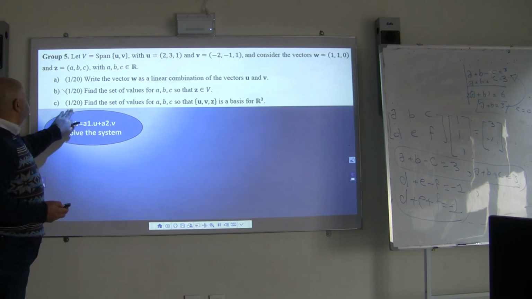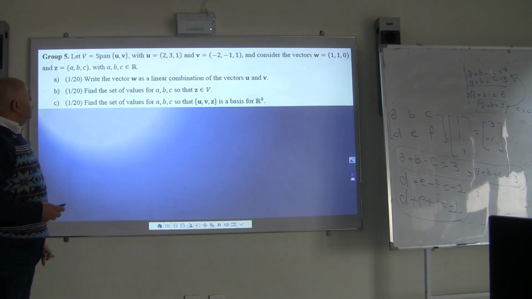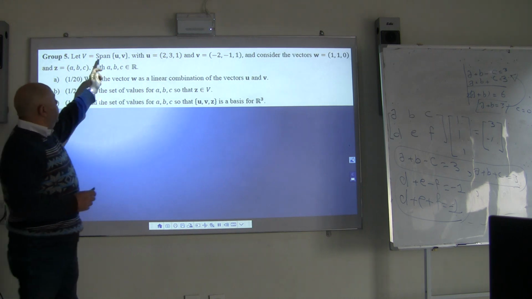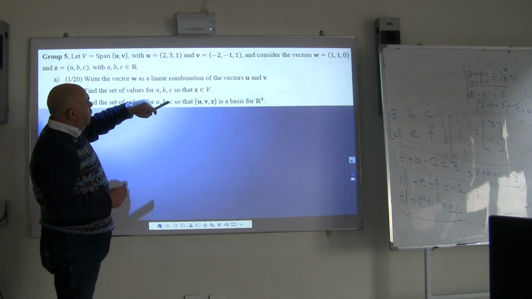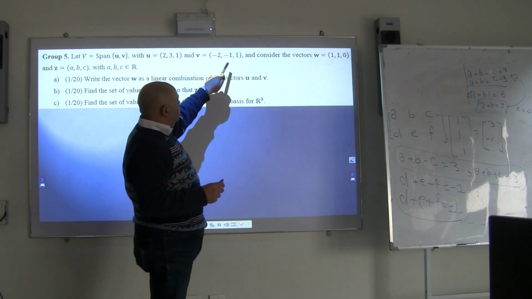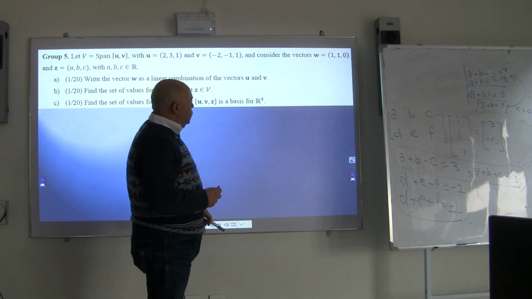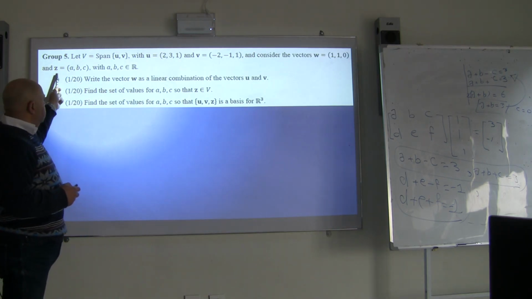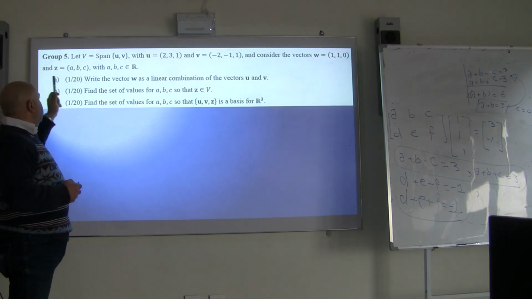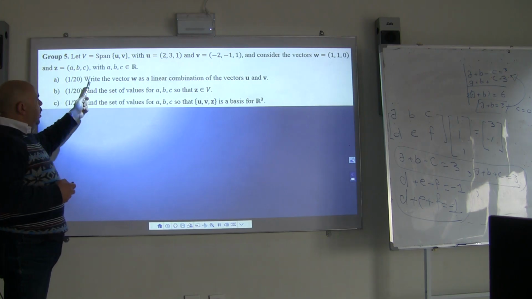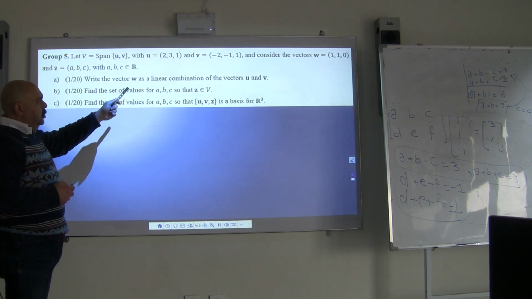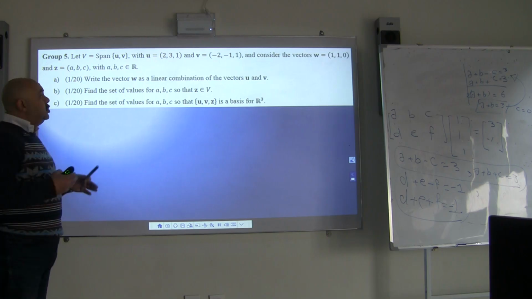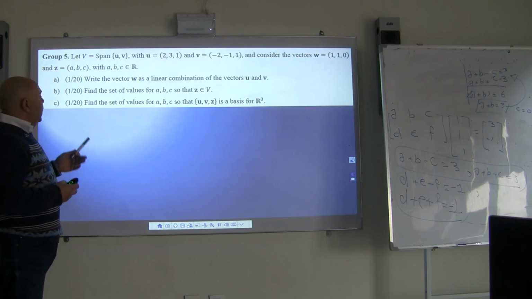Okay. For this problem, which is group number 5 or problem number 5, about vector spaces, as you can see, it's asking: let V be the span of u and v, with u = (2, 3, 1), v = (-2, -1, 1), and consider the vector w = (1, 1, 0), for Z, which is (a, b, c), with a, b, c belonging to R. For part A, write the vector w as a linear combination of the vectors u and v. So let's start writing the vector w as a linear combination.